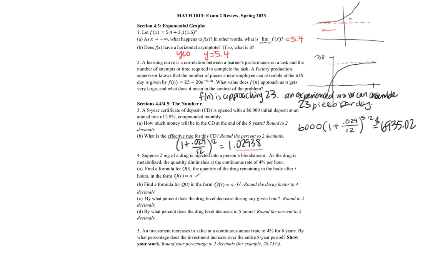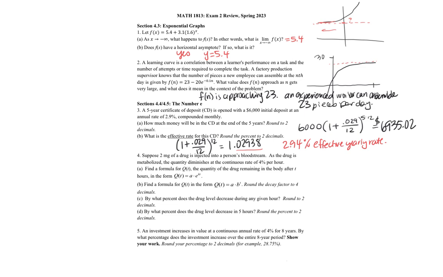And so then this is my rate here, so that's 2.94%. Okay, so that's my effective yearly rate. In other words, it is an annual rate of 2.9%, but because it's compounded monthly, that would be the same as 2.94% compounded yearly. That's what we mean by effective rate.